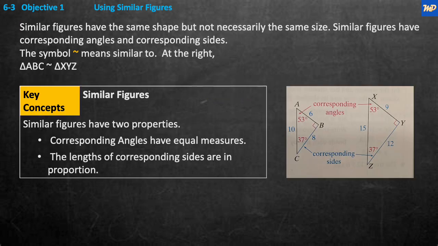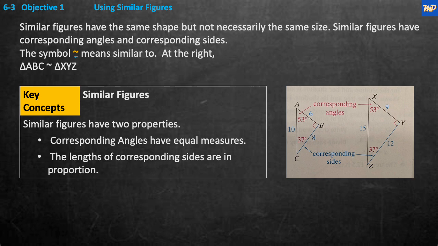Okay. Objective 1, using similar figures. Similar figures have the same shape, but not necessarily the same size. Similar figures have corresponding angles and corresponding sides. We talked about that in the definitions. The symbol right here, this tilde, means similar to.